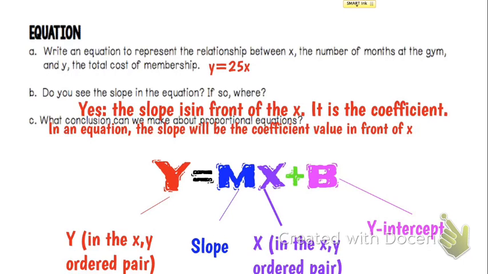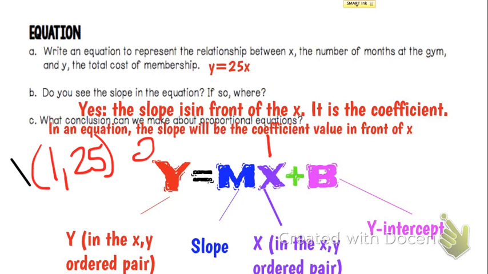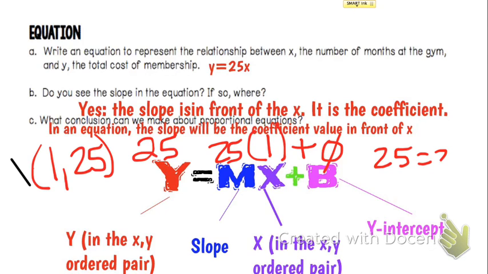So we can actually fill in here and say if we have an ordered pair of 1 and 25. So basically, you're going to go 1 month, and you're going to pay $25. Your slope is 25, and your initial value is 0. So you would say 25 times 1 plus 0 gives you 25. So 25 equals 25. Okay? If you have any questions, we can talk about that in the morning.